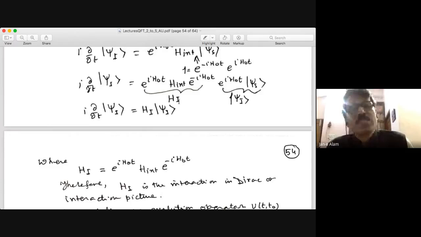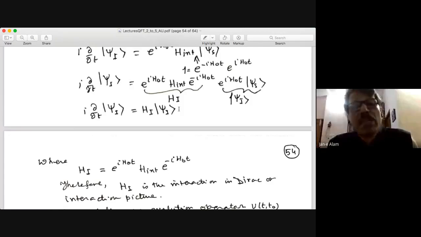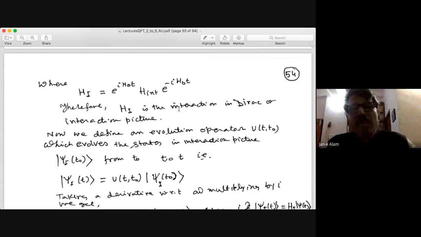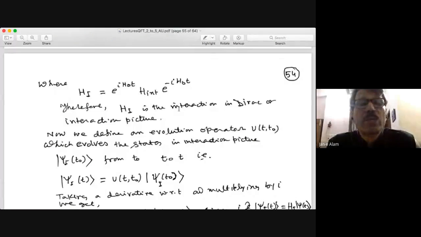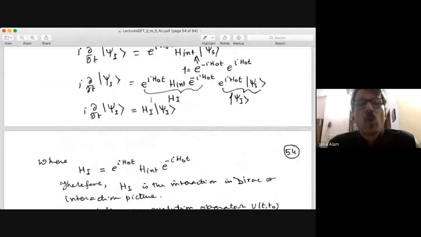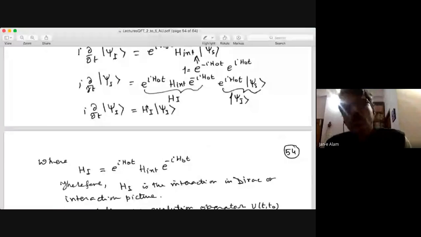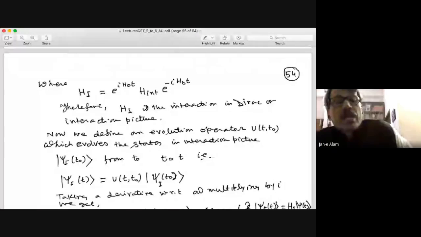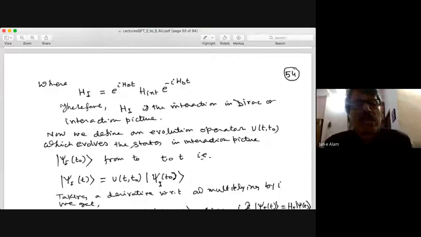And by doing this trick, please go through this, because this is very important. I have a differential equation like the Schrodinger equation again, but what is involved here is only the interaction. Nothing else. So this H_I is the interaction in the Dirac picture, or in the interaction picture. I have written down this equation in the Dirac picture, where I have only the interactions. The H naught part is not there, right? And that is what we want.